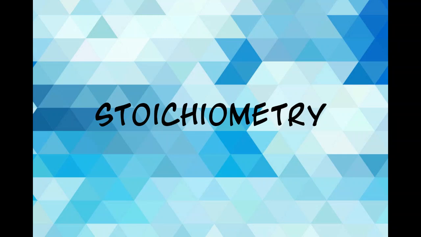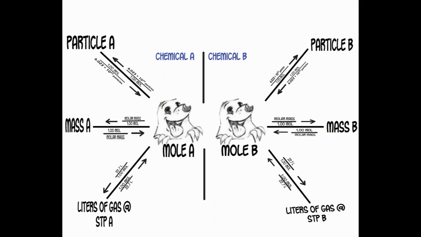In this video, we will be going over problems of moles to moles. So here on this pathway, we will be going between chemical A and chemical B, so between mole A and mole B. The only thing that we're going to have to know between these two moles is their mole ratio, so the amount of moles between the two chemicals.